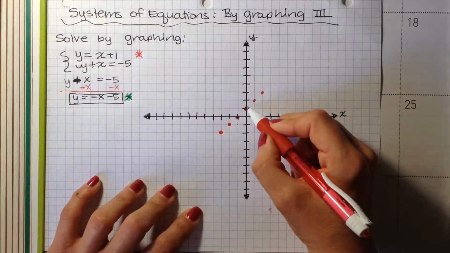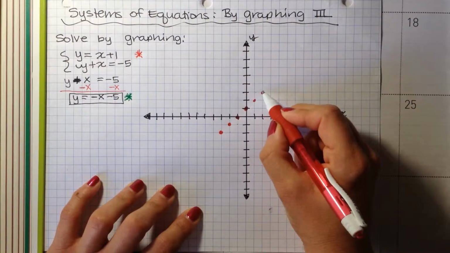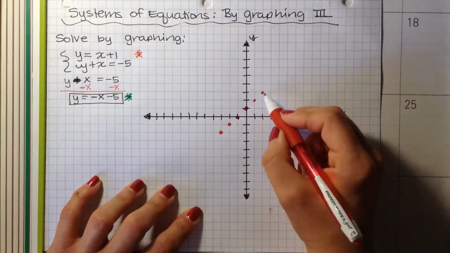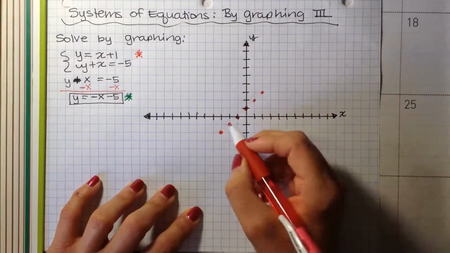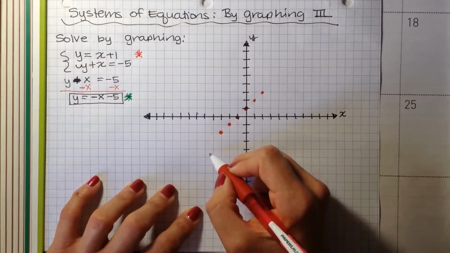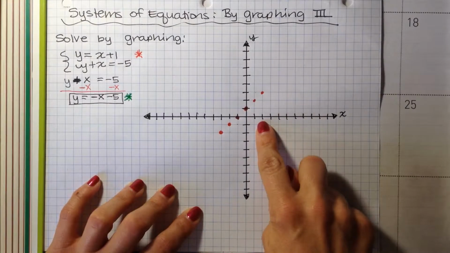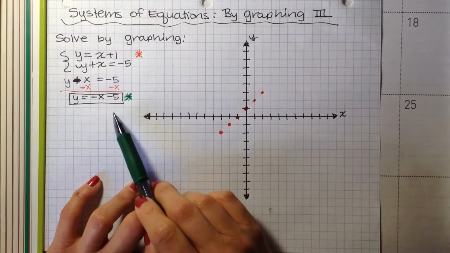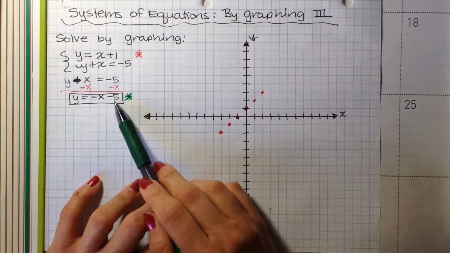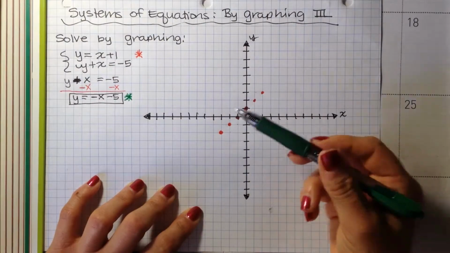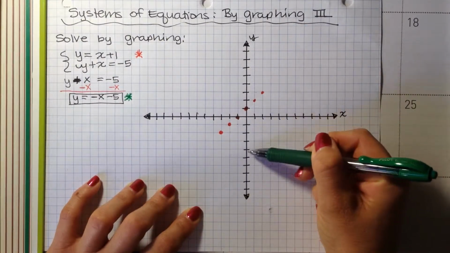If we continue going up 1 to the right 1, up 1 to the right 1, we will just get points on the right side. I need to get points on the left side, as you'll see. Before we connect, let's look at the second line. The y-intercept is (0, -5). 1, 2, 3, 4, 5 right here.